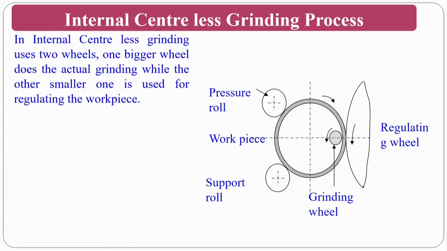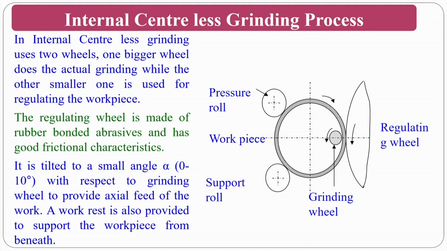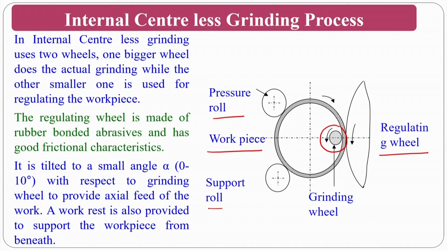Internal centerless grinding process: normally there are two wheels, one a pressurized roll and another a supporting roll. The workpiece will be very big and the grinding wheel will be inside, so the regulating wheel will put some pressure on it to do the machining operation. As we have seen external, here it is internal. The only difference is that the supporting as well as pressurized rolls will be there, so that it can remove the material uniformly.